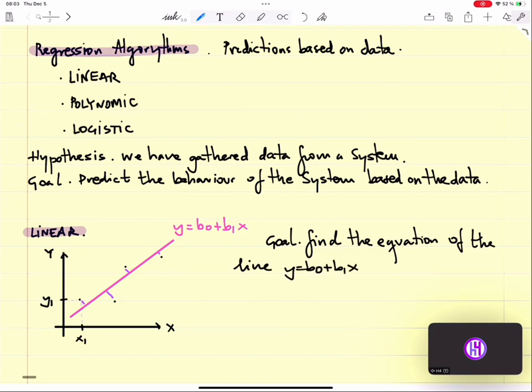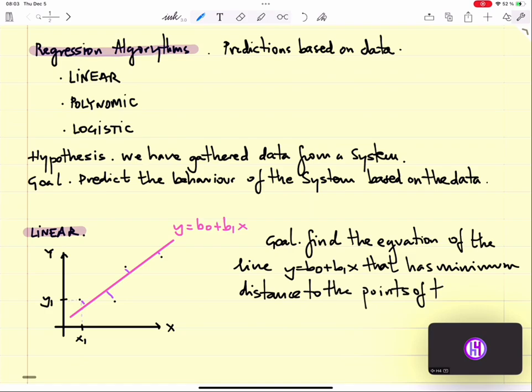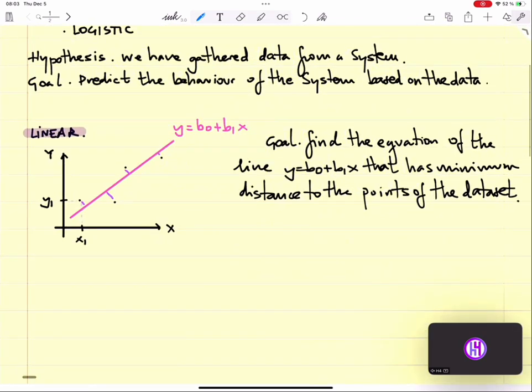So we aim to find the line that has minimum distance to the points of the data set. Okay, good.